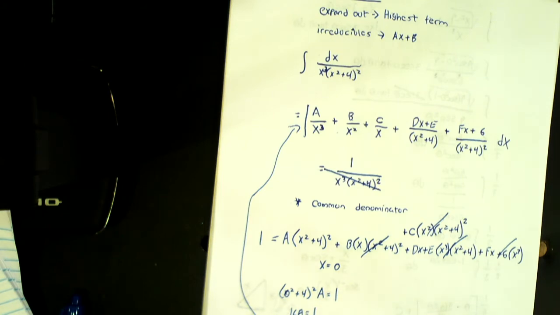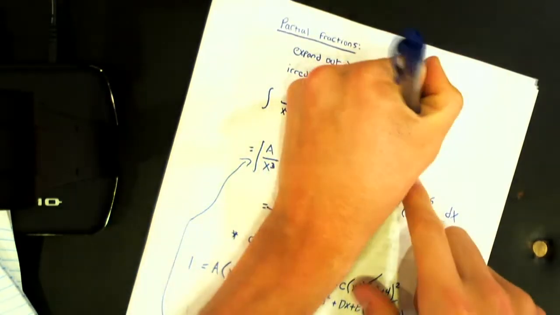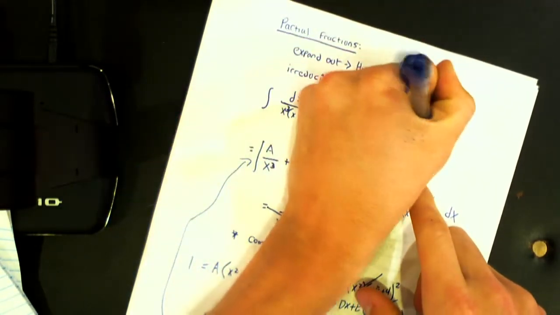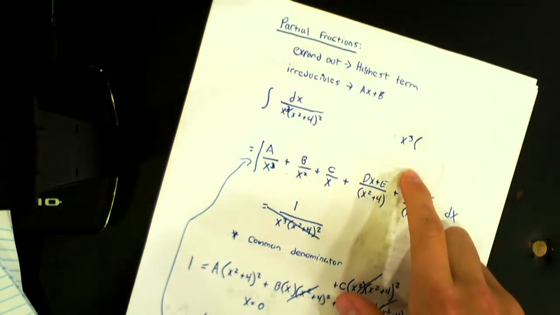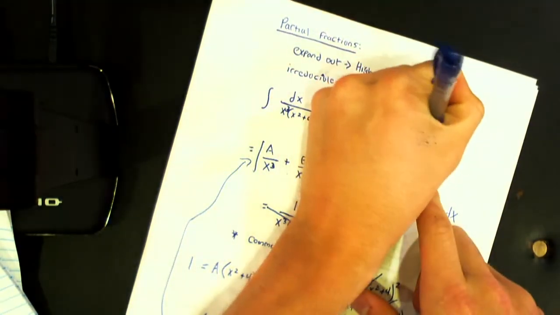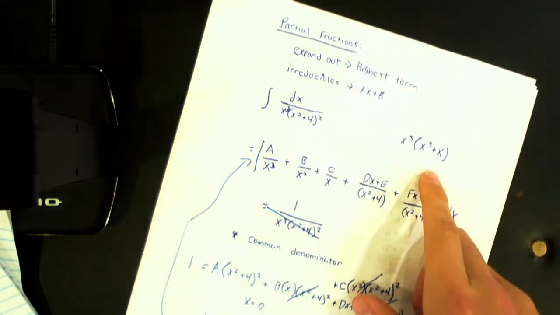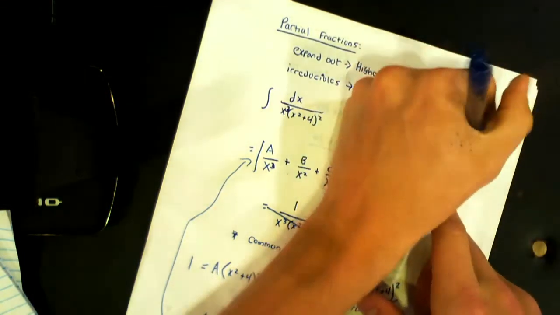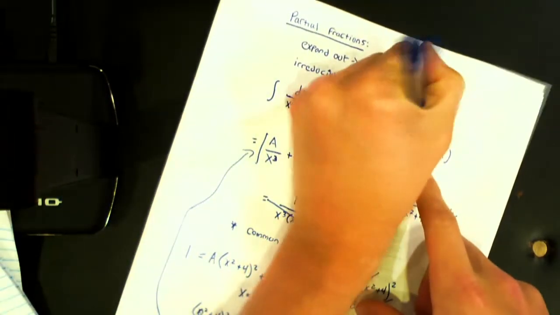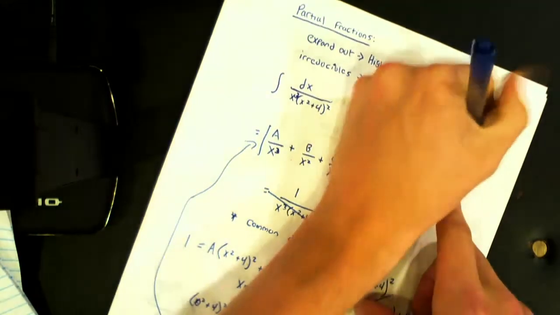But say, for example, it was like this. Say, for example, it's like x cubed. Let me think of one really quick. x cubed plus x. Yeah. Just x cubed plus x, for example. We can make it squared.